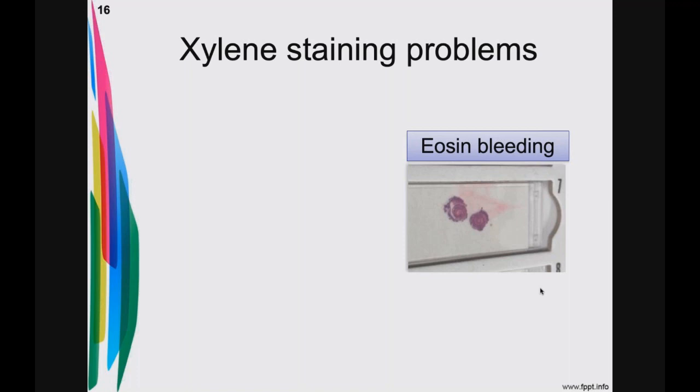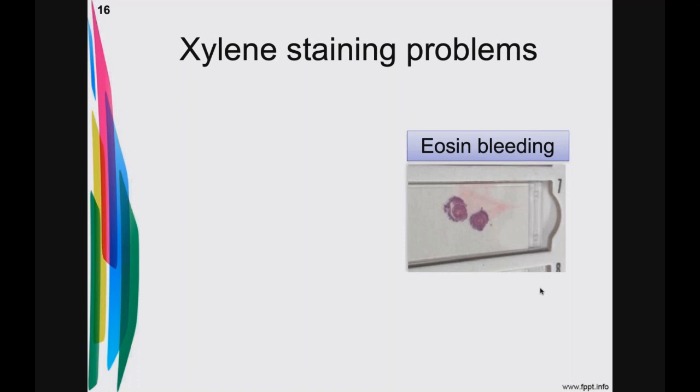And that water, xylene, is stuck underneath the mounting media. As it's stuck underneath, and the mounting media hasn't totally solidified, the eosin in the tissue section sees the water above it. It's soluble in it, and it leaves the tissue section, and we call that eosin bleeding. And you see that picture right there.